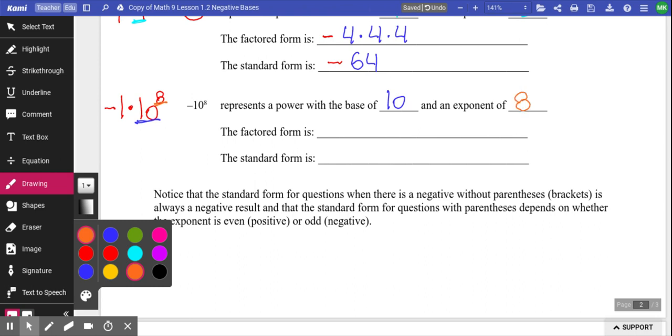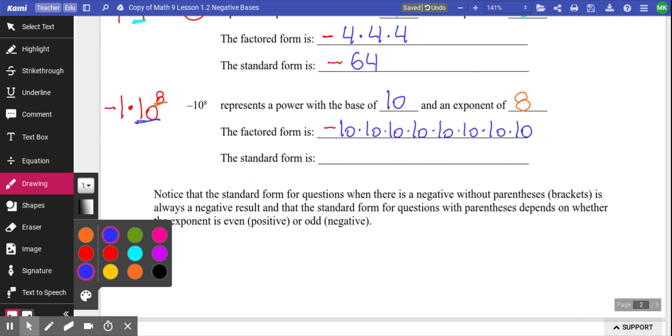Could you do -10 and then just 8 times? Yeah, I think so, if I'm understanding what you're saying. So in factored form, the way this would look is you would have a negative out front as the first thing, and then you would have 10 times 10 times 10, and you're going to do it 8 times. Notice that there's only one negative in this entire thing now.